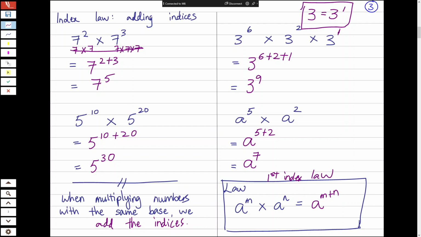Is this looking familiar from last year? Okay. We're going over it again because we know you forget, and that's fine. You'll see it again next year. All right, so take a moment to get down the law if you think you need it.